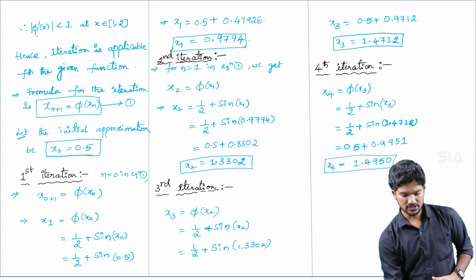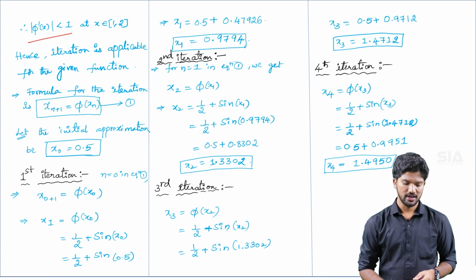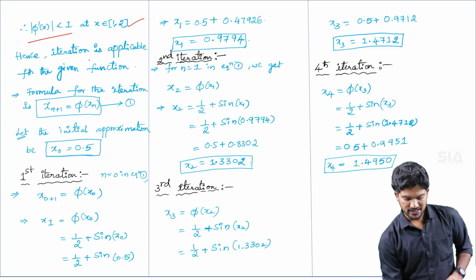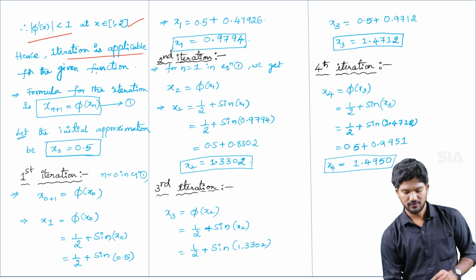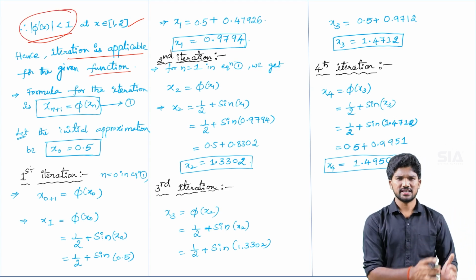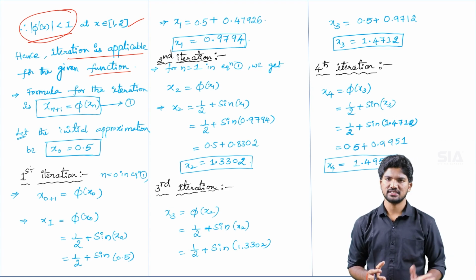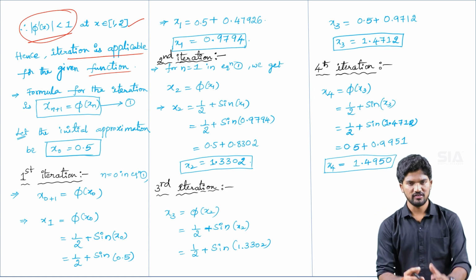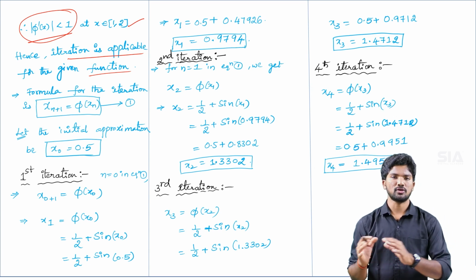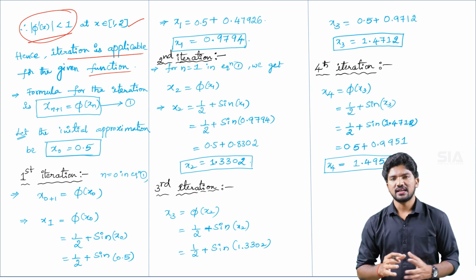Next, so therefore, mod of phi dash of x less than 1 at small x belongs to closed interval 1 comma 2. Hence, iteration is applicable for the given function whenever this condition exists. In the general procedure also, mod phi dash of x less than 1. So therefore, whenever it satisfies the given interval, then we can clearly say that the iteration process is applicable for the given function.